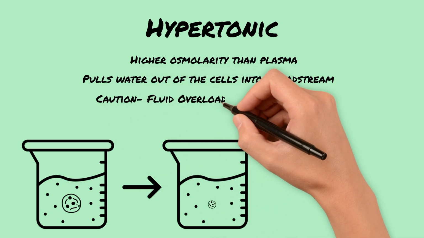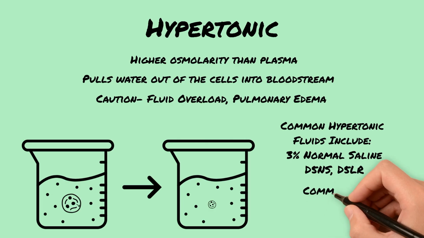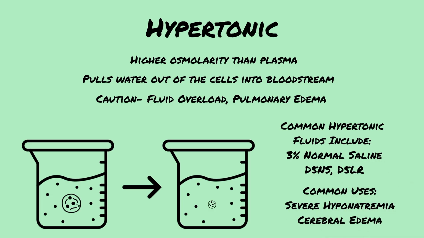Some common hypertonic fluids include things like 3% normal saline, D5NS, D5LR, and some of our common uses are severe hyponatremia and cerebral edema. And keep in mind, many hypertonic solutions require central line administration, but we must administer them carefully because they can also cause things like fluid overload and pulmonary edema.